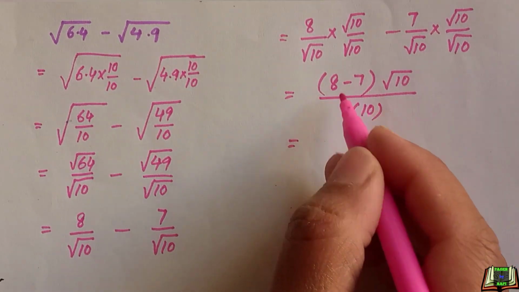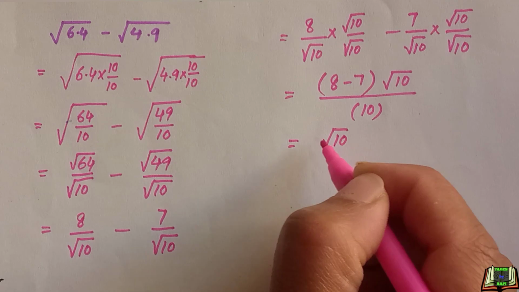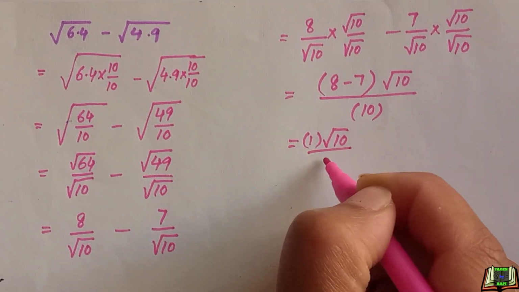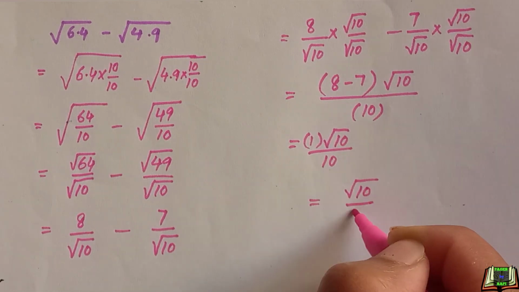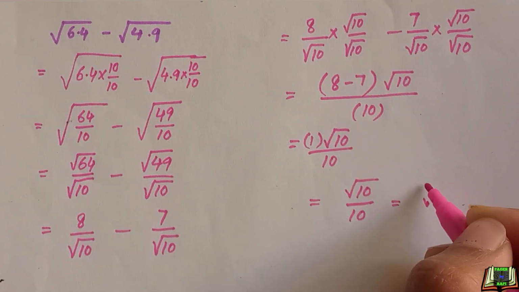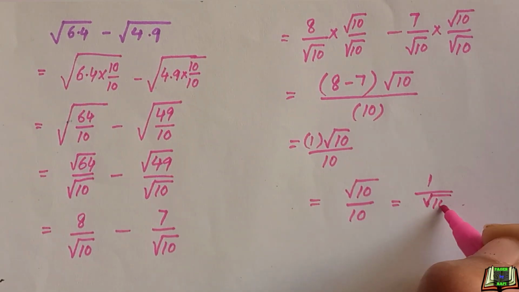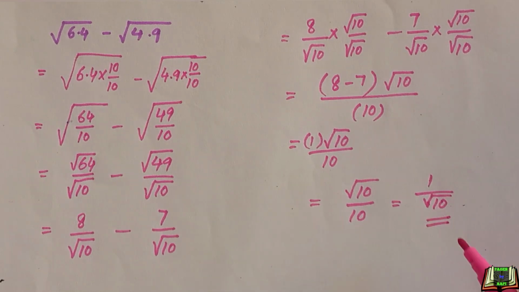8 minus 7 is equal to 1, so root of 10 times 1 divided by 10, which means root of 10 divided by 10, and that is equal to 1 over root of 10. That is the final and required value of this question. I hope it is clear.